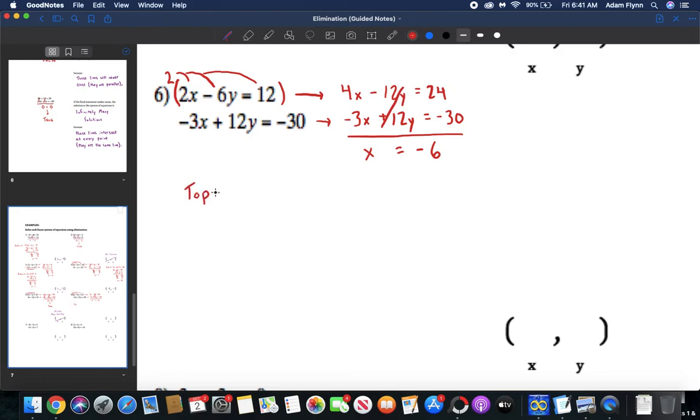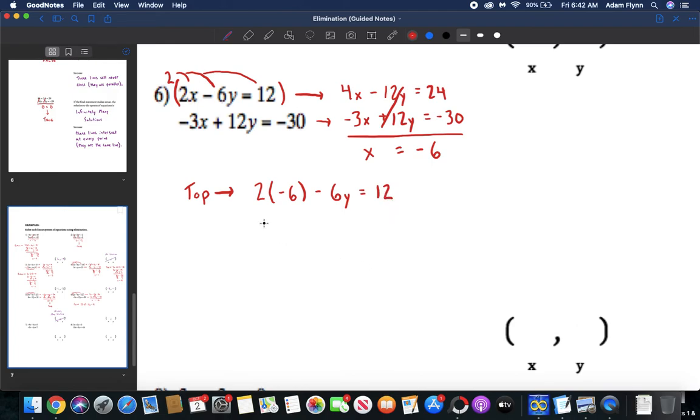As I said earlier in the notes, it is a good exercise to try taking this negative 6 and plugging it in for both equations and seeing if you get the same answer. If you do, good chances are you've done it correctly. If you don't, you know you've done something incorrect. So if I've got my top equation here, I've got 2. Instead of x, I'm plugging in the negative 6 that I just found, minus 6y equals positive 12.